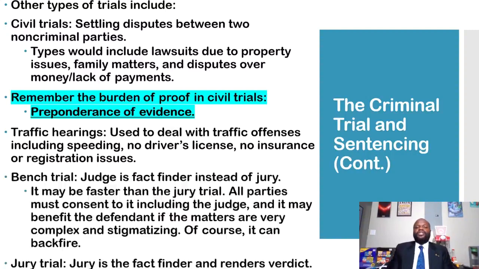And then there's also bench trials and jury trials. With a bench trial, the judge is the fact finder instead of the jury. So the judge listens to everything and then makes the decision. In a jury trial, the jury will listen to the facts and then render a verdict. So I just wanted to show you that there are other types of trials besides a criminal trial: civil trials, traffic hearings, bench trials, jury trials, etc. A criminal trial and a jury trial are essentially one and the same. It's just that in this instance, the jury trial is focused on the jury being the fact finder. And usually you'll find a jury trial in a criminal trial, or you can find a jury trial in a civil trial as well.